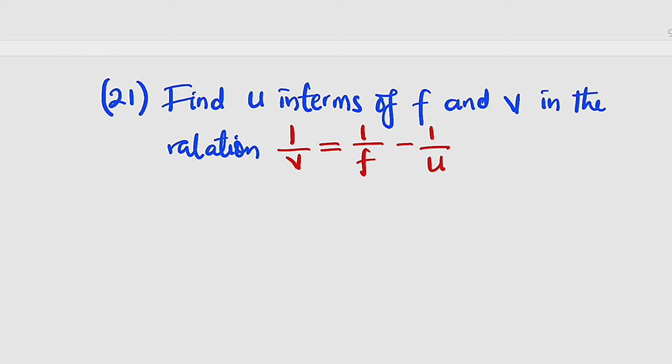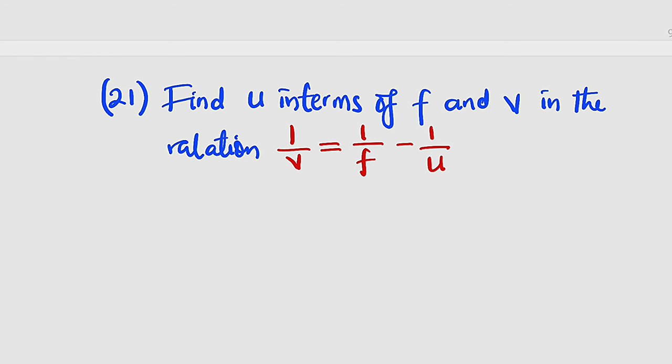And question number 21 reads, find U in terms of F and V in the relation 1 divided by V equal to 1 divided by F minus 1 divided by U. This is simply saying we should make U the subject.